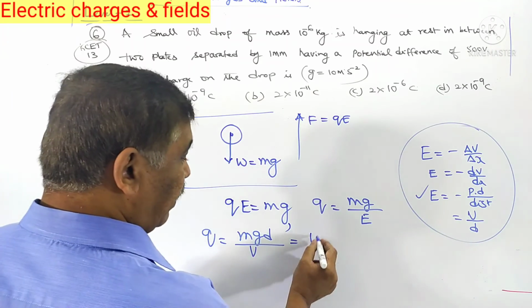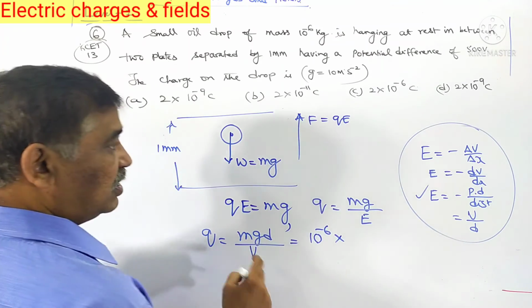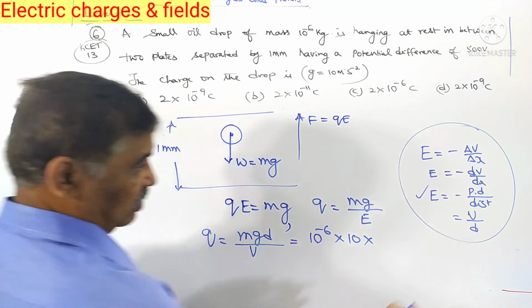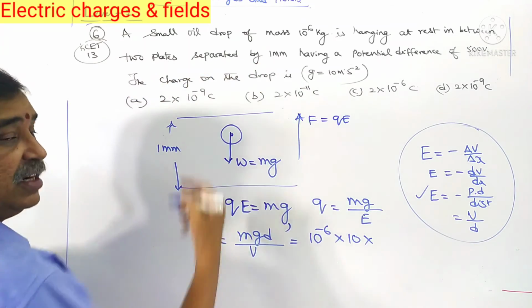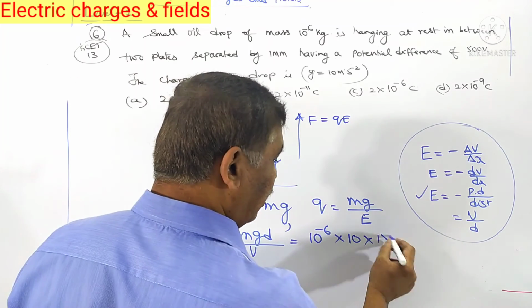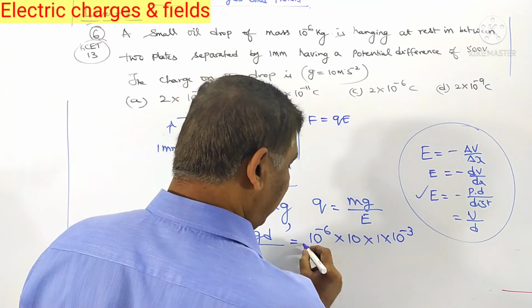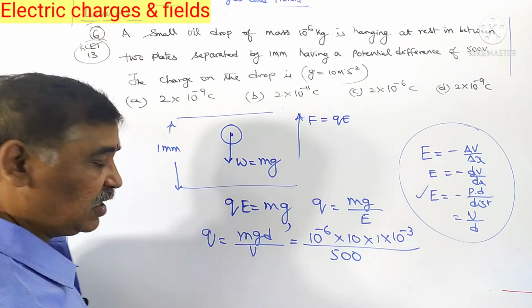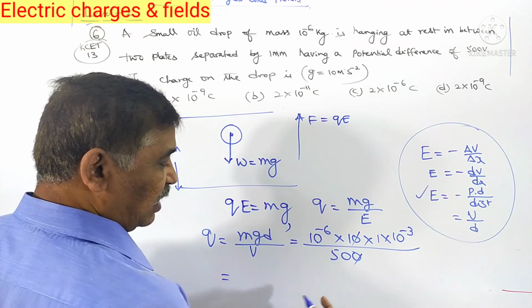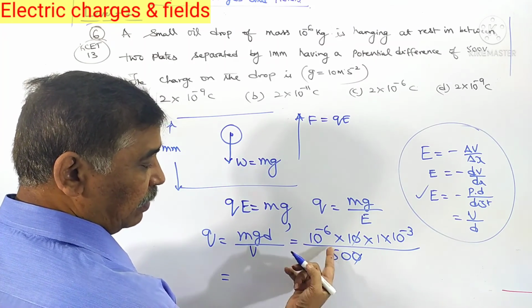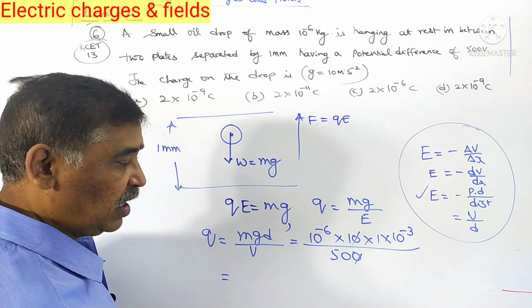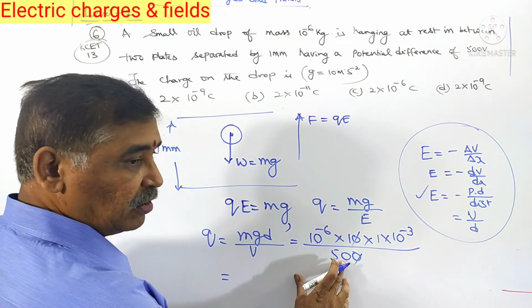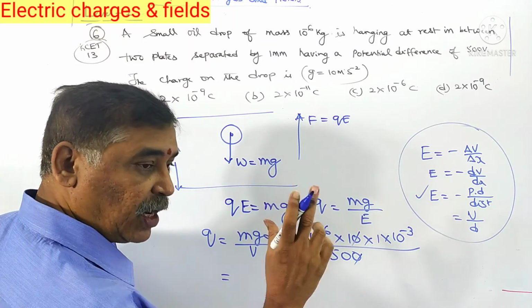M is given as 10 power minus 6 kg. G is of course 10. D is the distance between the two plates. It is given as 1 millimeter, 1 milli means 10 power minus 3, divided by V, the potential difference, 500. We only have to simplify. This is equal to 1, 0 cancel. This is 1/50, you can do it that way, but to do it quickly take 1/5. There will be a 10 here. If you bring it up, it becomes 10 power minus 1.